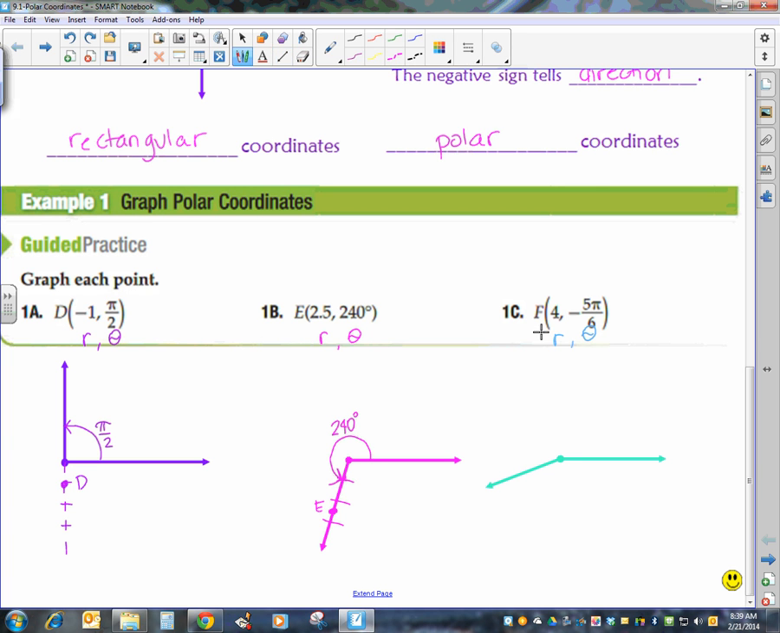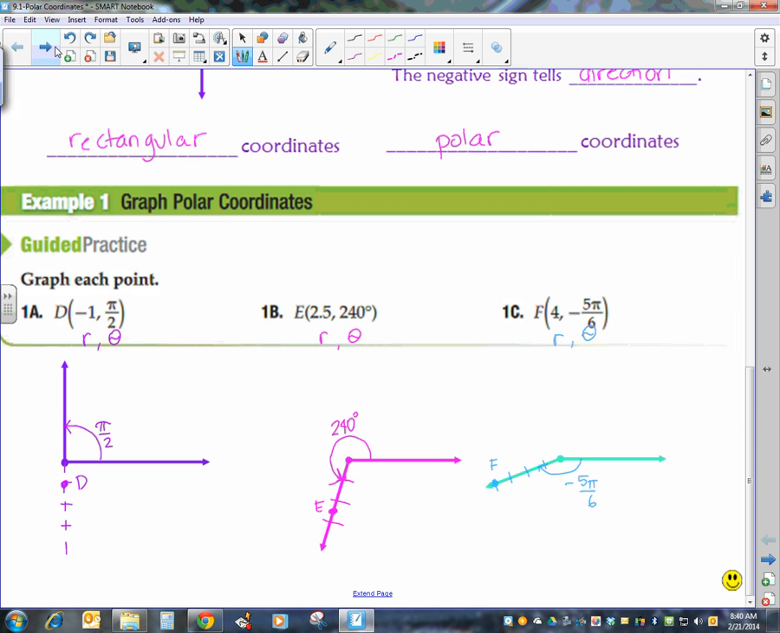Okay, and again, we're sketching. So we have this being that angle of negative 5 pi over 6. I'm going in the positive direction, so I'm going to go out 1, 2, 3, 4, and plot my point. And that is point F. So that's how you're sketching it.